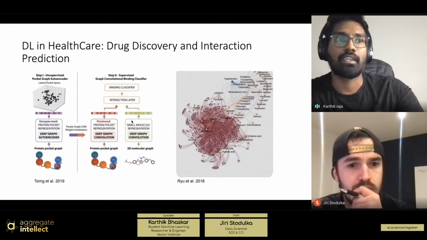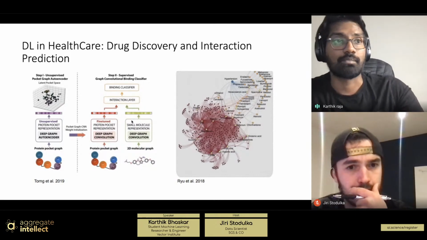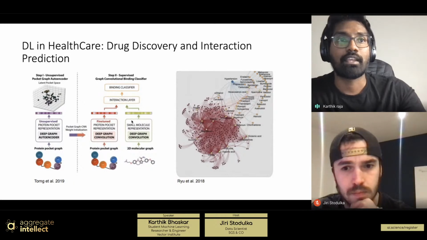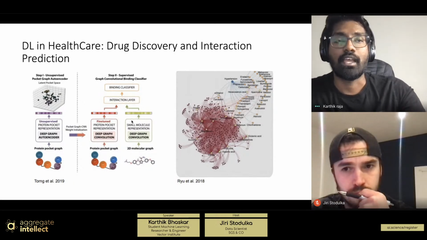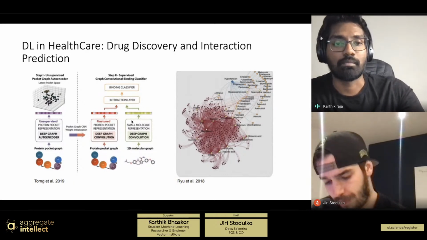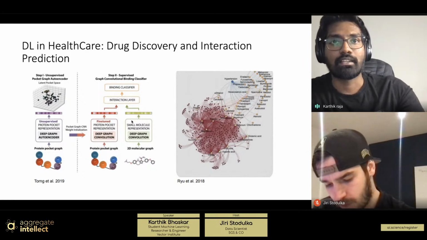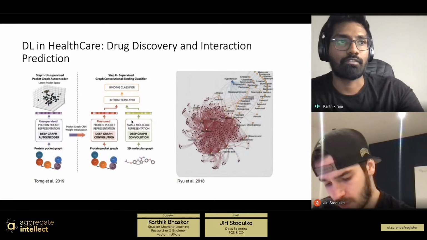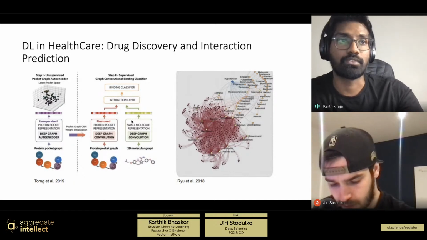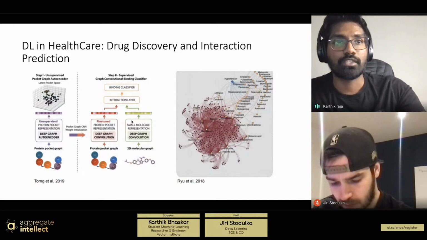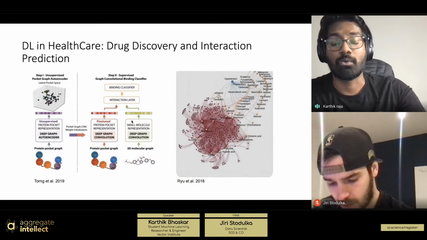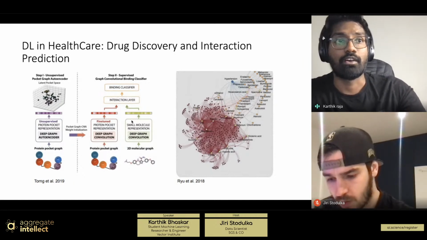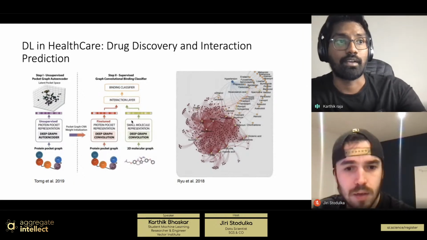The second application that comes to mind is drug discovery and interaction prediction. We have a lot of protein structures, right? And we can use unsupervised algorithms like autoencoders to get the latent representation of the proteins, and we can use that latent representation to figure out new drugs and how drugs interact with each other. This is one of the major areas of deep learning in healthcare.